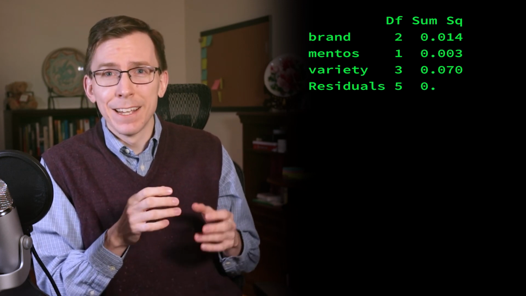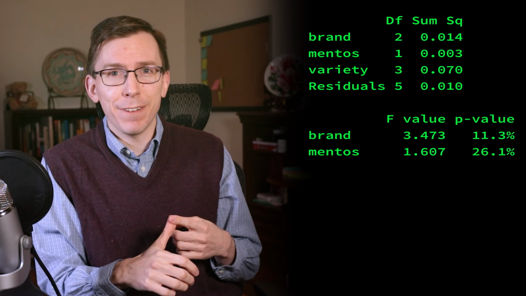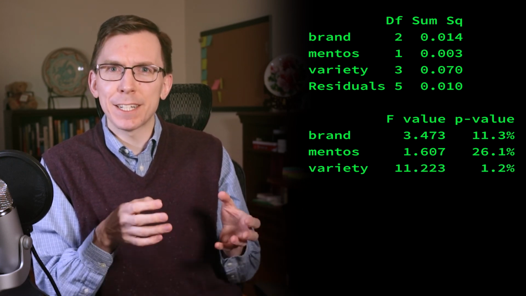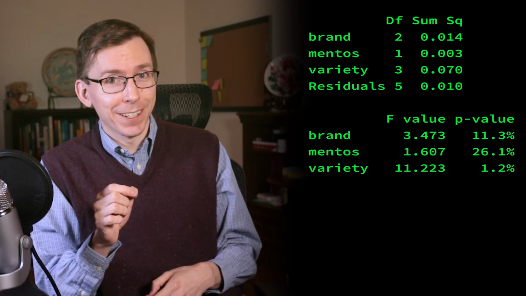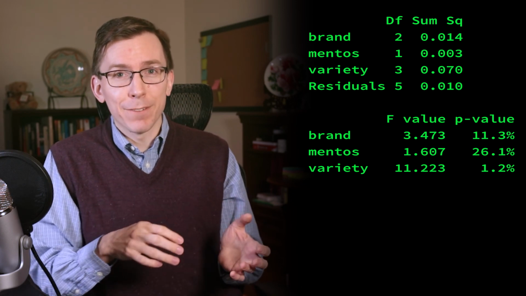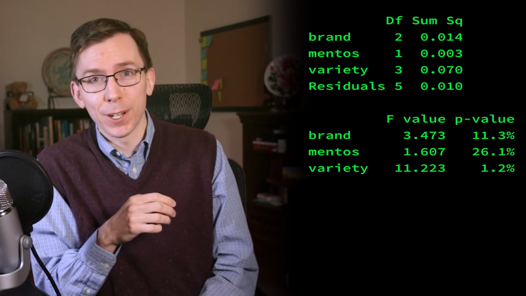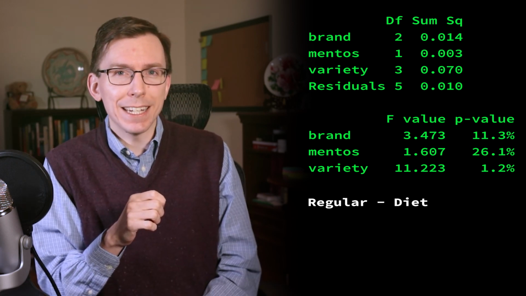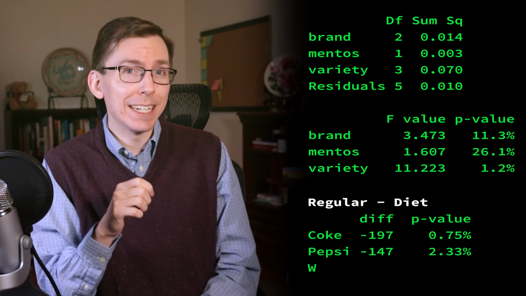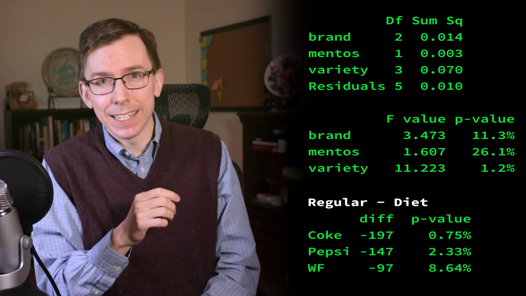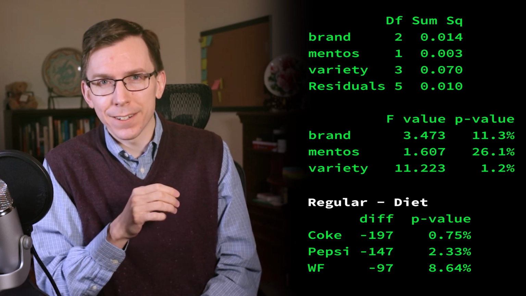The ANOVA table resulting from our experiment indicates a couple things. One, that there is no significant effect from the brand or the Mentos flavor on the amount of liquid expelled from the bottle. However, we do see evidence suggesting that the variety, diet versus regular, does affect the results. So let's dig a little bit deeper into that. Within the Coke brand, we see that diet lost an average of 197 more grams than regular Coke, giving us a strongly significant p-value that's less than 1%.